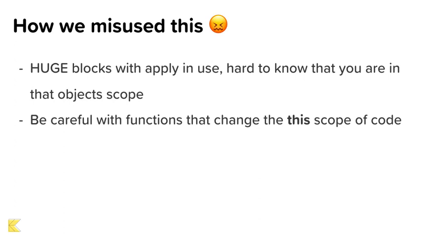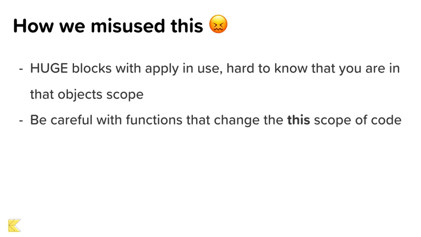So we were using this feature basically everywhere. We had huge blocks of code using apply at the top level, and at some point further down, when you've forgotten that you've written this paint.apply, you don't know which scope you're in, right? Because now you're very far down in your code, you don't know that you're in the scope of the paint object and not the activity. So it really got hairy to deal with and work with this feature. So I would urge you to be very careful with functions like this that change the scope of code.